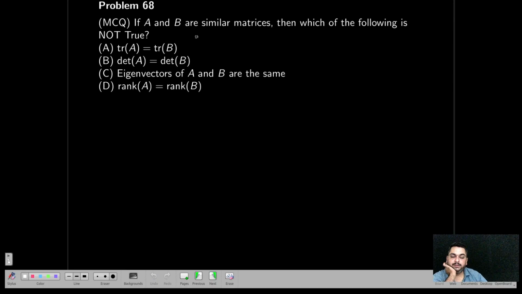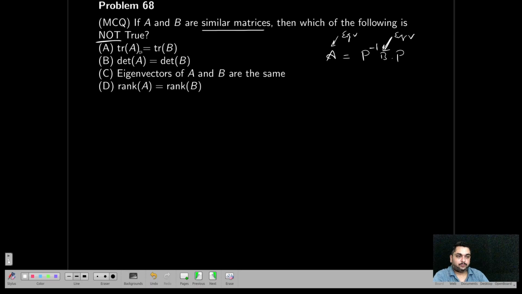Next, if A and B are similar matrices, what does that mean? A is equal to P inverse B P, where matrix B will have the same eigenvalues as matrix A. Eigenvalues will be the same. And then P inverse is formed using the eigenvectors of matrix A. That's what we have seen already in the similar matrix concept, the similarity invariance. Now, based on this, which of the following is not true?